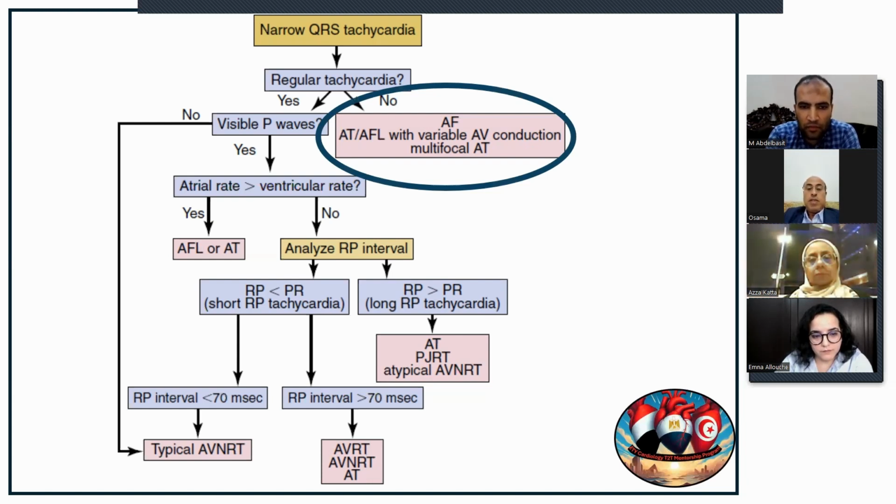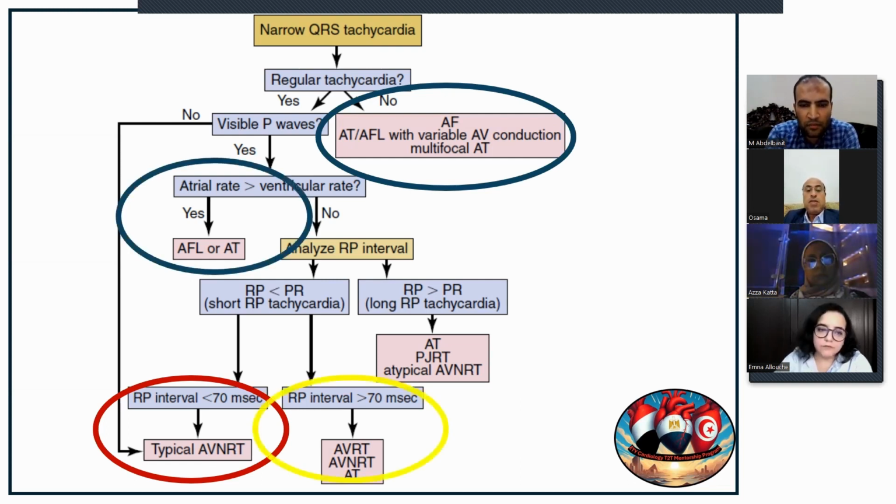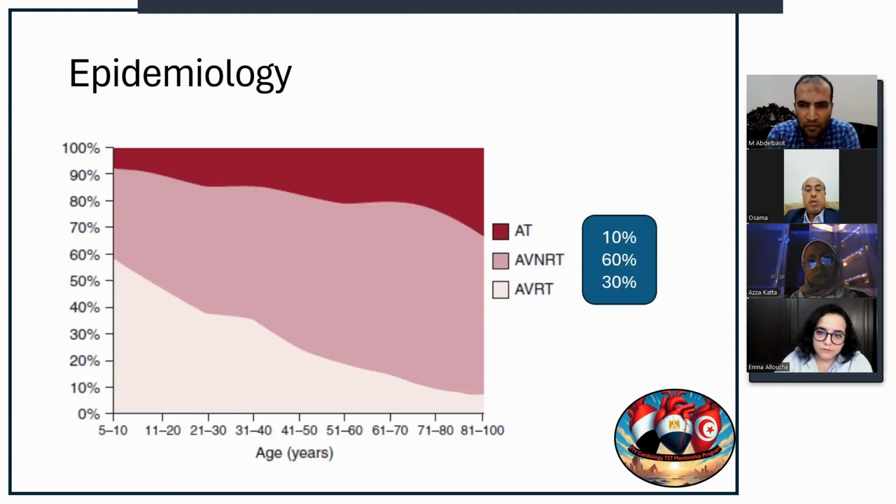If the P wave is visible, but the atrial rate is more than the ventricular, it is either atrial flutter or atrial tachycardia with fixed conduction. If the P waves and R waves are equal, we should look at the RP interval. If it is a short RP interval, less than 70 milliseconds, again we are dealing with AV nodal reentrant tachycardia. If it is a long RP interval, more than 70 milliseconds, most probably it is AV reentrant tachycardia or Wolff-Parkinson-White. This is a simplified approach to regular and irregular narrow-complex tachycardia.